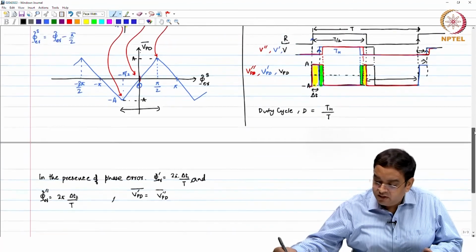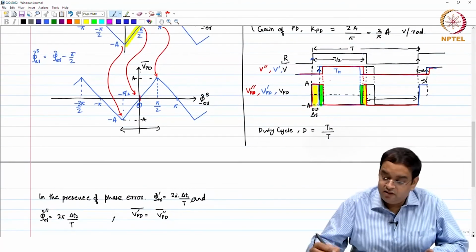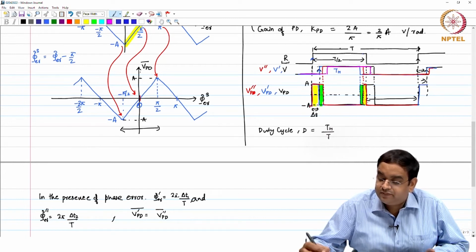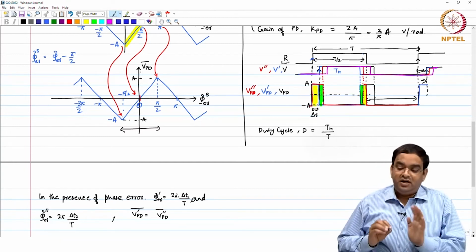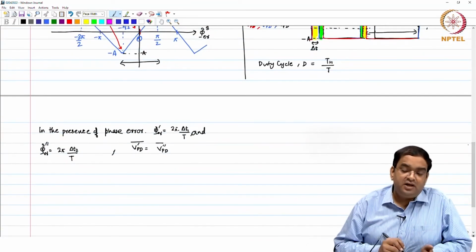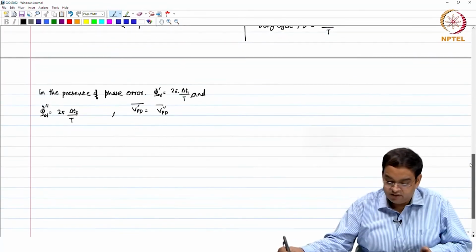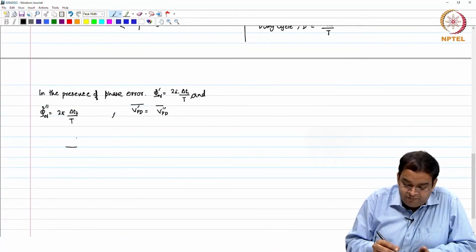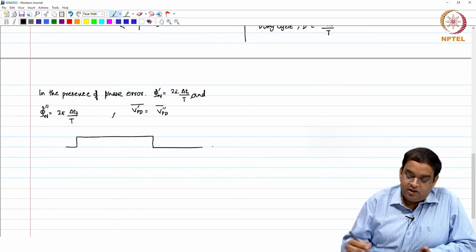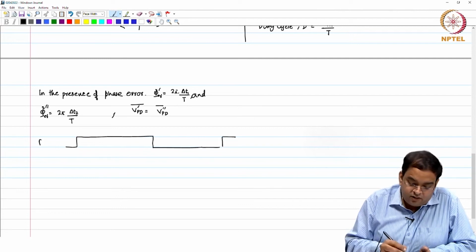It will change when the phase error exceeds such that your high time actually crosses this. That time it will change. Till the time it remains within the T by 2 region, it is going to be the same. So, just another visualization for that. So, this is our high time for our clock. Okay.